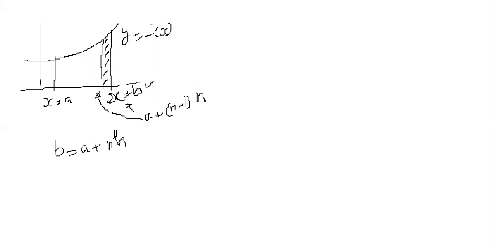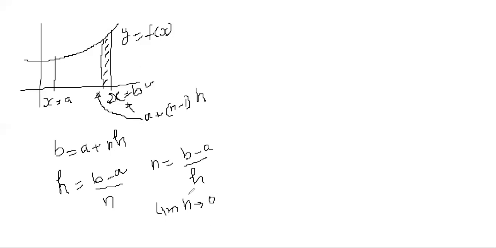It will be a plus nh. So you can say that h is equal to (b minus a) upon n. Or you can say n is equal to (b minus a) upon h. So of course, if you take limit h tending towards 0, since it is in reciprocal, n will tend towards infinity, because the reciprocal of a very negligible value is a very large value. So this is quite obvious, and you can see it mathematically also.